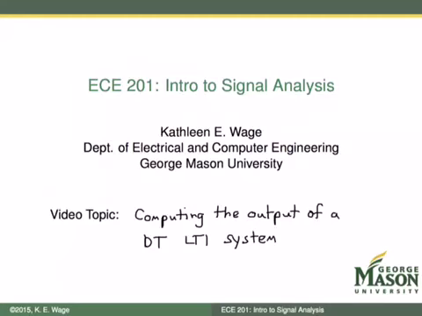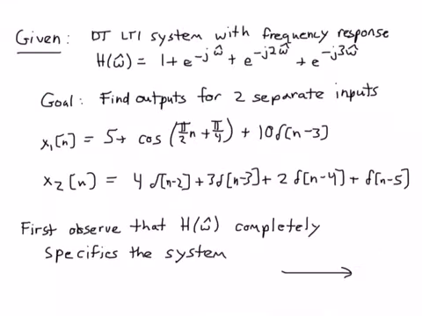The topic of today's video is how to compute the output of a discrete time LTI system for a couple different types of inputs. So let's get going.